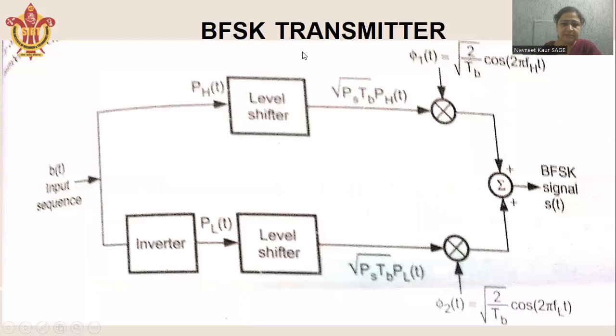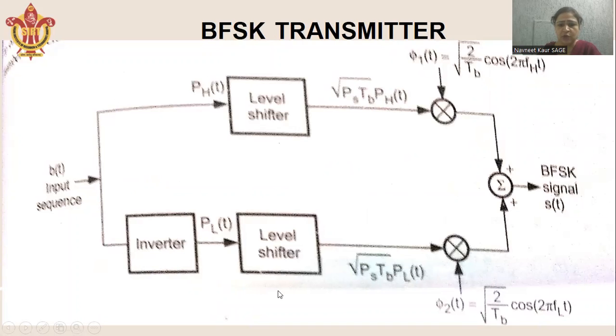Now, this is the block diagram for the transmission of the BFSK signal. This is the input sequence. Now, we know that b(t) is the same as PH(t), whereas when b(t) is given to the inverter, we will get PL(t). Now, if the message is 1, the value of PH(t) will be 1, whereas when it is given to the inverter, it will be 0. So, the value of PL(t) will be 0.